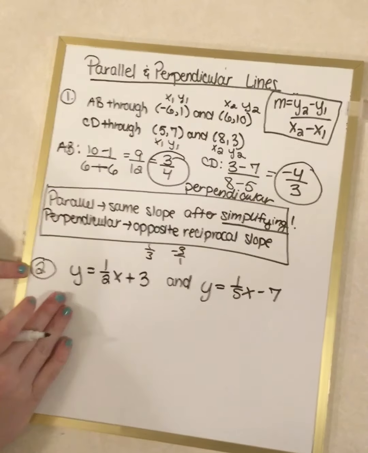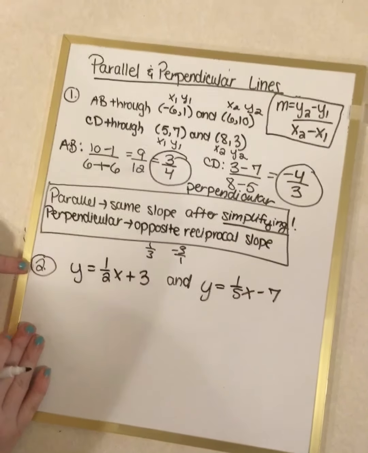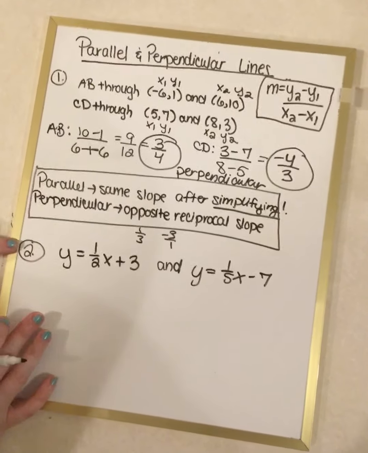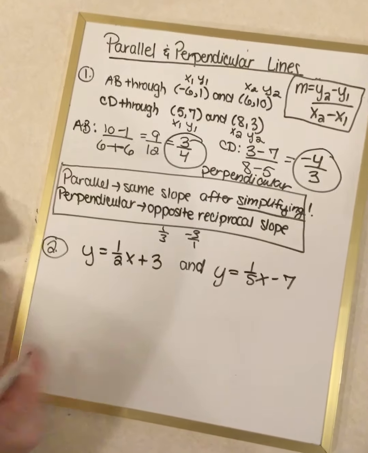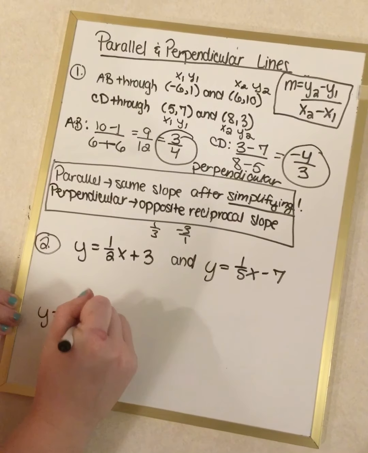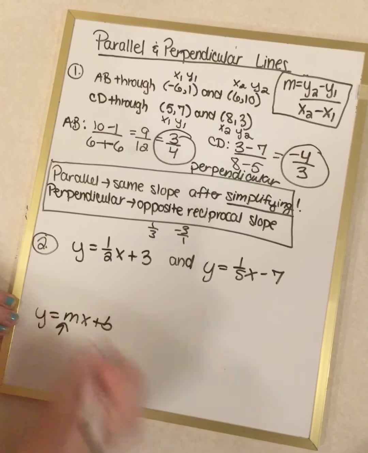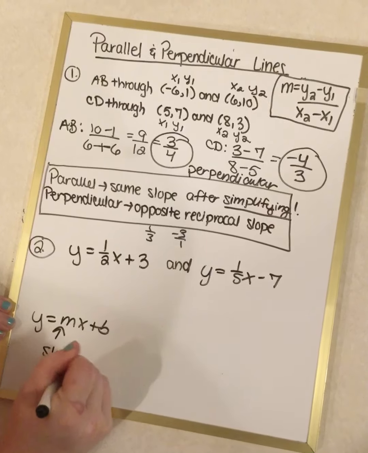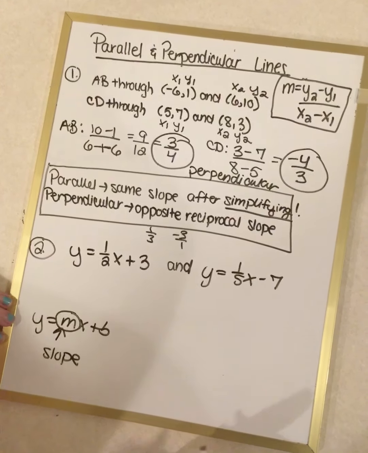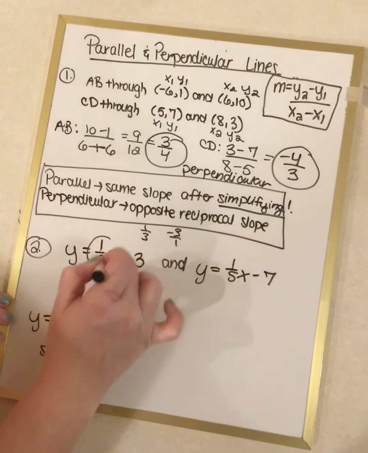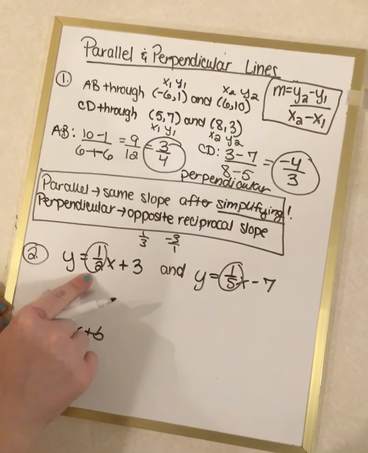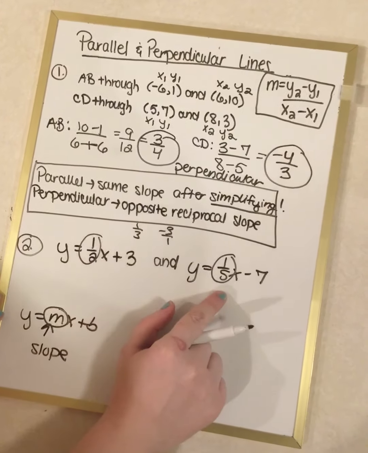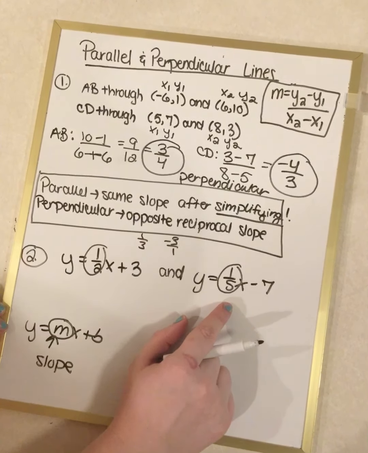For the second one, this is an example of determining parallel or perpendicular lines based off of their equation. So that means that they have to be in y equals mx plus b, because you have to be able to compare the m, because that's the slope. That's what we're talking about. So I'm going to look at the m in this equation and the m in this equation. For this one, the m is 1/2, and in this one, the m is 1/5.